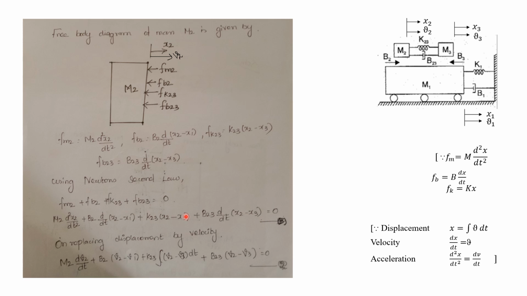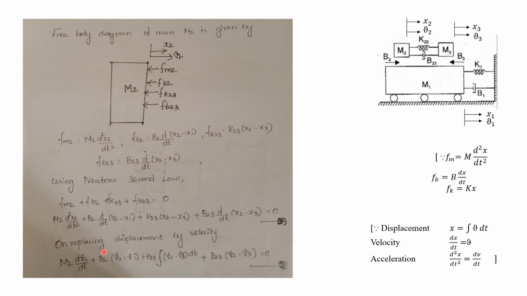Now in this equation we have to replace the displacement by velocity, because in the electrical analogy we are considering the rate of change of displacement as an output. Okay, so we know the formula for the relation between displacement as well as velocity, that is displayed here. Using this we have to replace each and every displacement in this equation B with its corresponding velocity. The first term is m2 into d by dt of v2, because d square x by dt square equals dv by dt. Here we have x2, so correspondingly here we have to write it as v2.